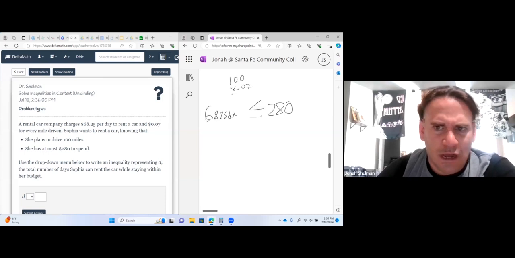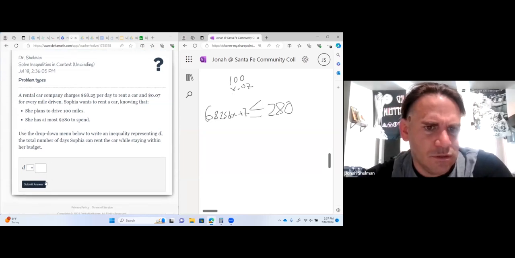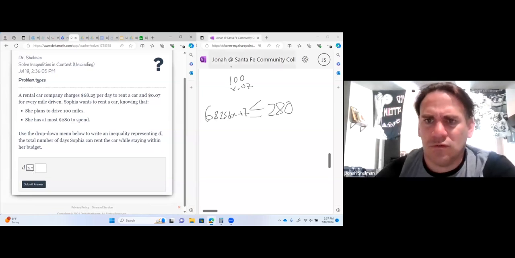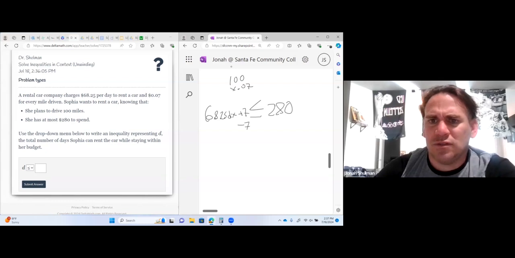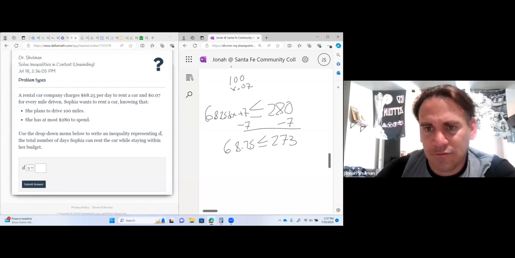So how much money is that? $7. There's the equation. 68.25D plus 7 is less than or equal to 280. So it's $7 for the miles, she's going 100 miles. So that's 273. And the only time this inequality is going to flip is if we have to multiply or divide by a negative. That's the only time that's going to flip.